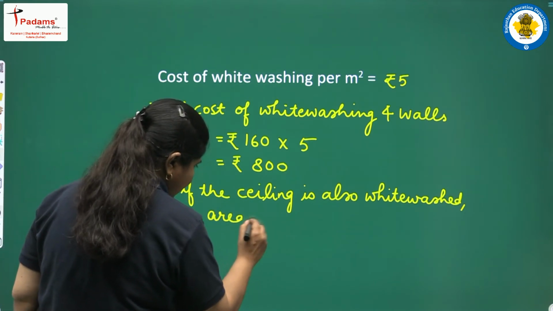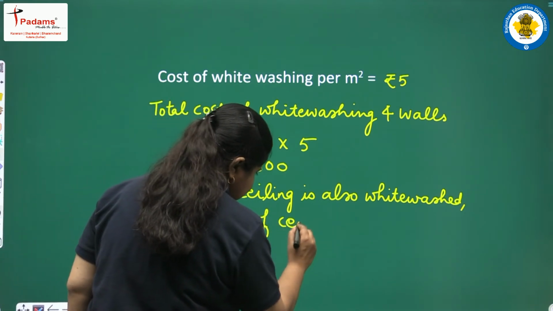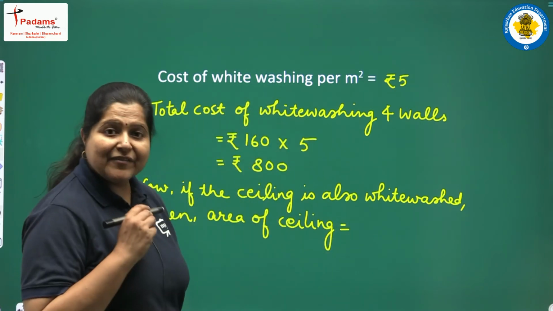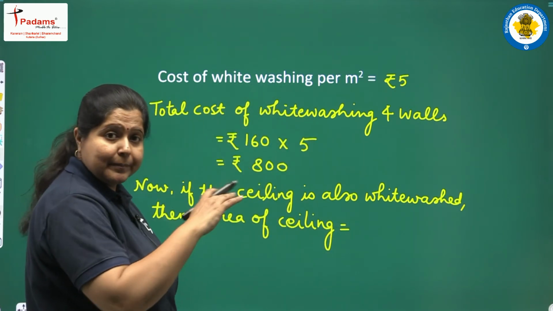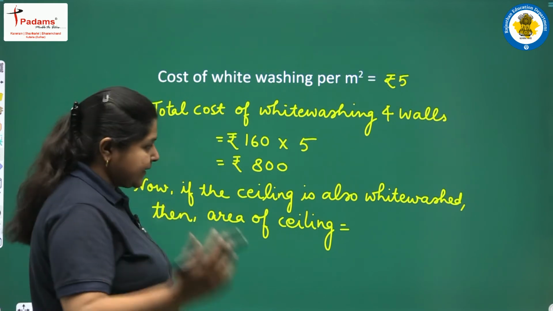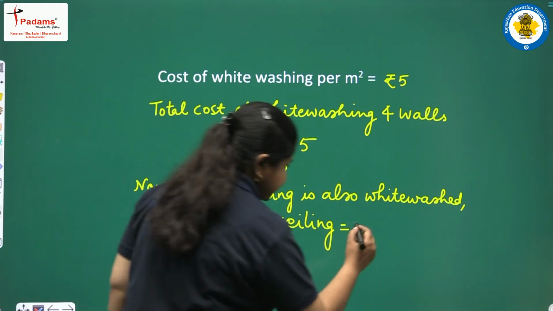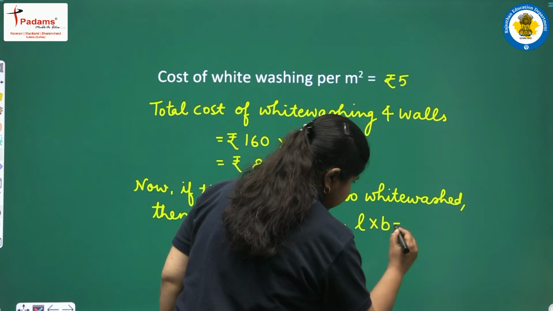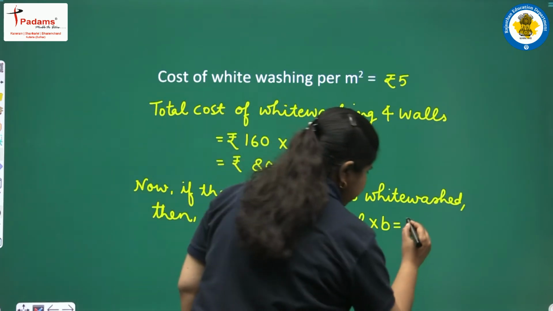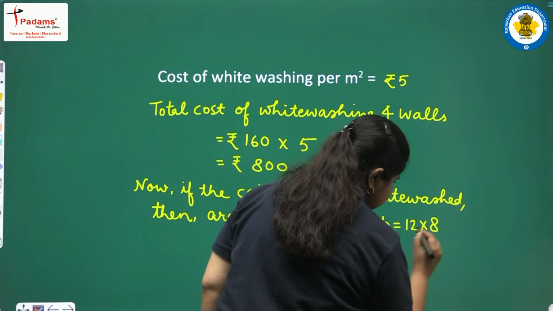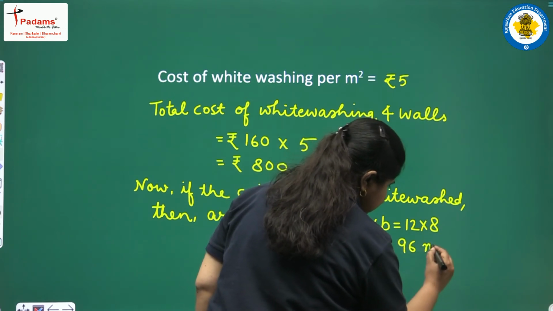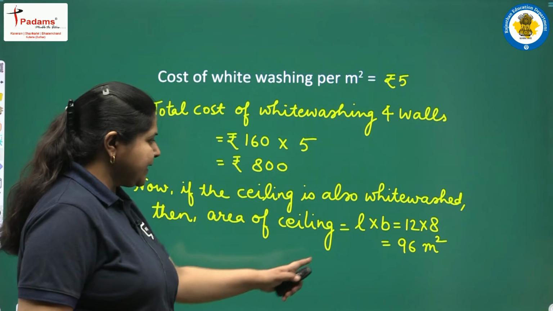Area of ceiling. चलिए देखिए अपने अपने कमरे की सीलिंग, उसका एरिया कैसे मिलेगा आपको? It will be given by length into breadth. लेंथ इनटू ब्रेड्थ से आपको सीलिंग का भी और फ्लोर का भी एरिया मिलता है. So here we will get it as length into breadth. Length is here 12 and breadth is 8, so it will be 12 into 8 multiply, it will be 96 meter square. So this is the area of the ceiling.